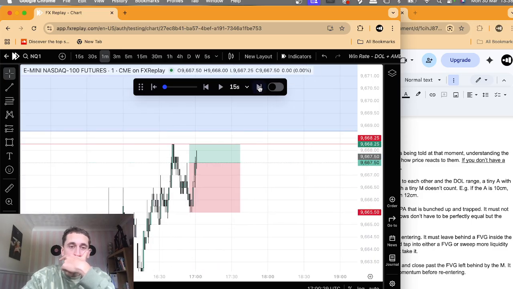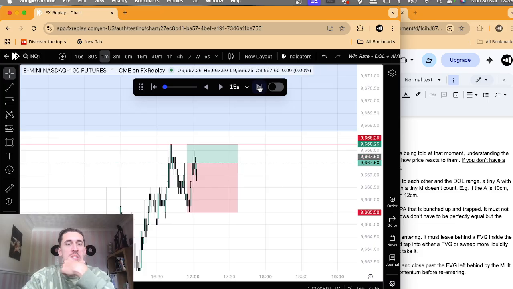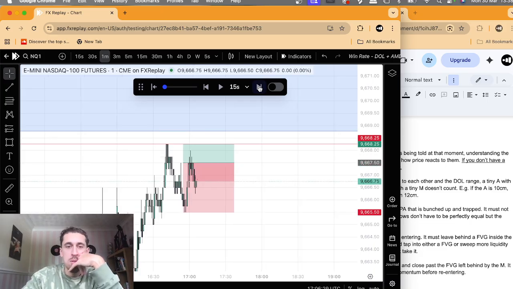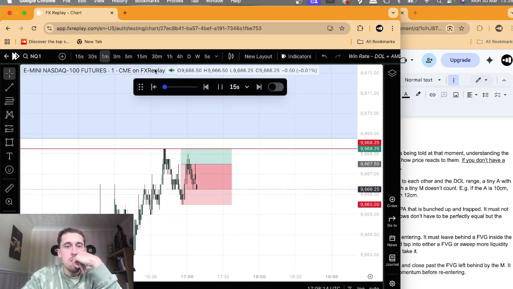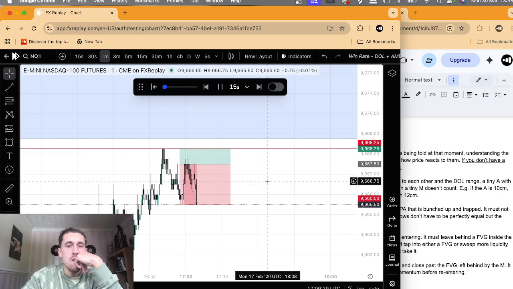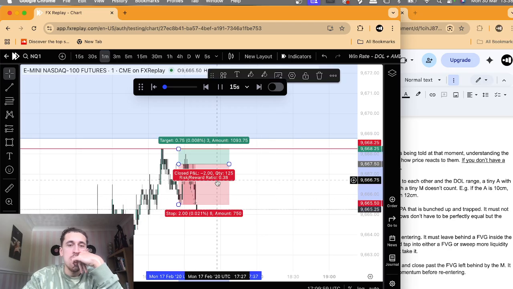This ain't a trade I'm taking, by the way. I'm just testing this to see if it will go or not. This is where my stop loss would be. Fails, okay, interesting.